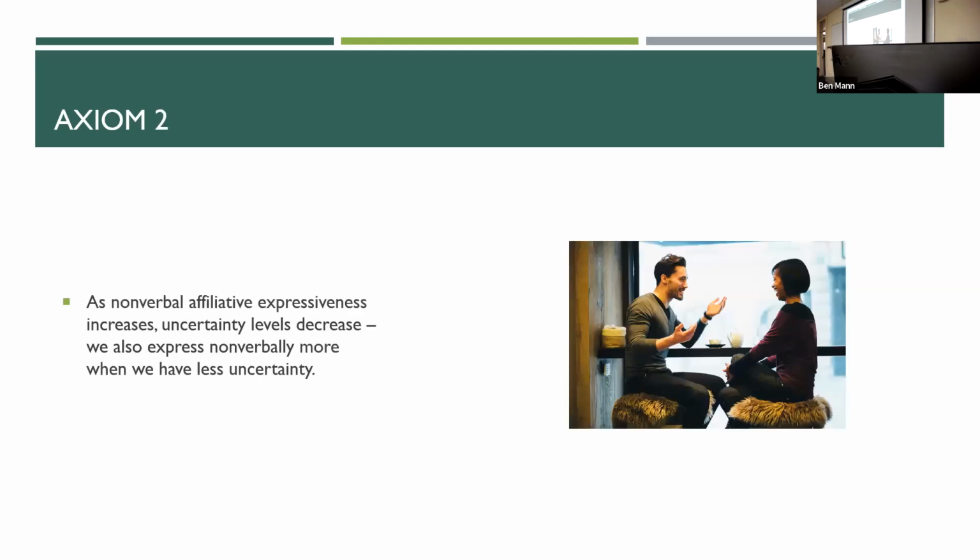Axiom number two, as we express ourselves through nonverbal affiliation, our uncertainty also decreases, right? In other words, we express ourselves more nonverbally when we have less uncertainty, right? As I mentioned, nonverbal communication is huge. It can be up to 90% of the way that we communicate, and we're more likely to trust our nonverbal communication. Somebody says, it's great to see you, but they're rolling their eyes and they sound sarcastic in their tone of voice. We're more likely to trust their nonverbal communication. They are not happy to see us, even though verbally they said that they were, right?